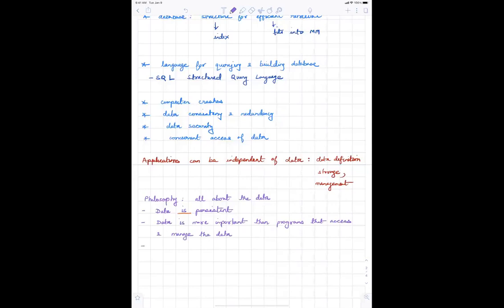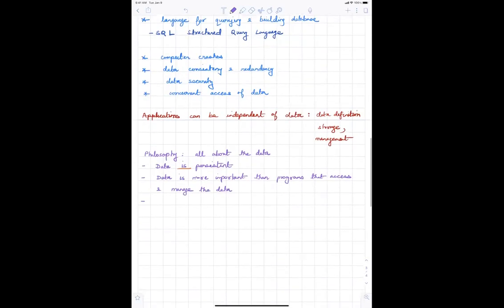Another thing is that data is large. We are talking about terabytes of data. When data is large, it cannot be loaded into main memory. The assumption when you're working with databases is that the data is so large it will not fit in main memory.